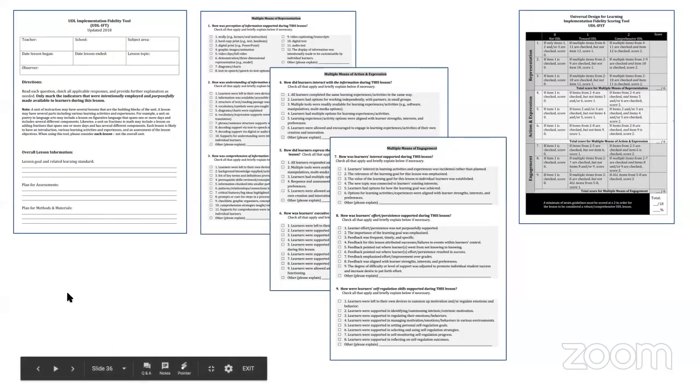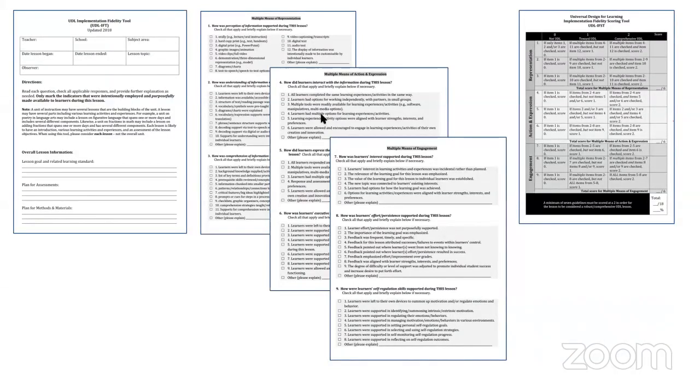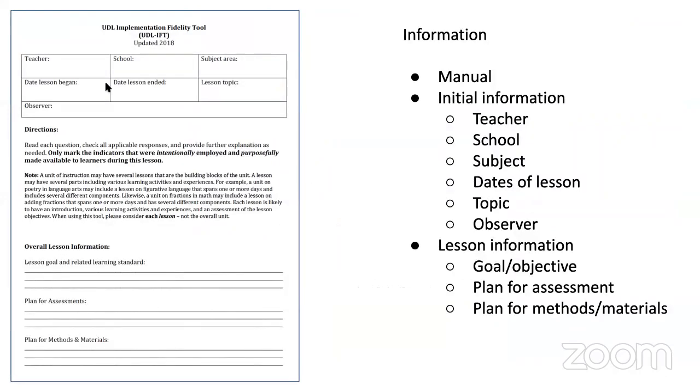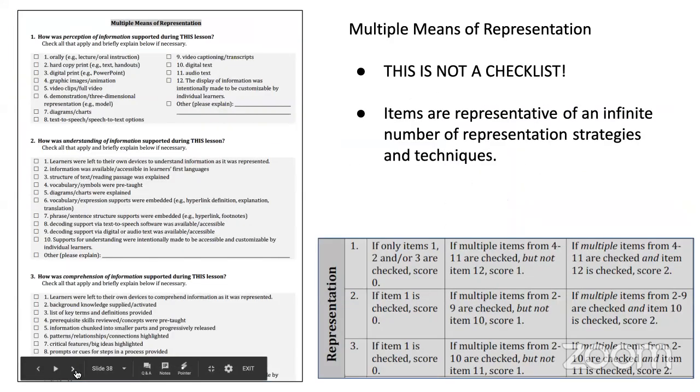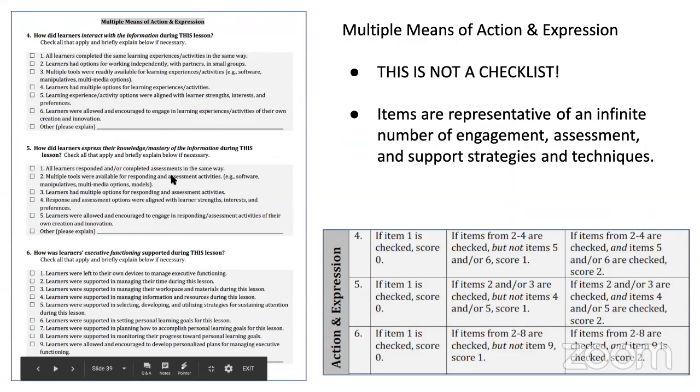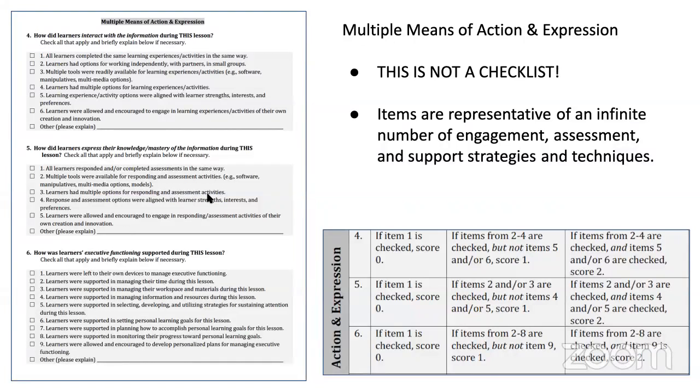When I go in and observe teachers, what comes out of this tool is for me to be able to tell them, it looks like you're really strong in providing lots of choices for your learners in multiple means of action and expression, but it looks like you're struggling a little bit with providing options for learners to express their knowledge or show you that they've mastered a particular thing. So maybe I can, and then I go on to help coach them and help them come up with new ways to do that.